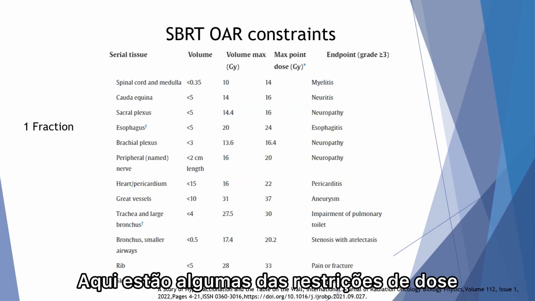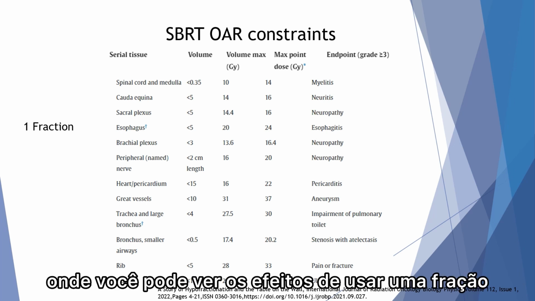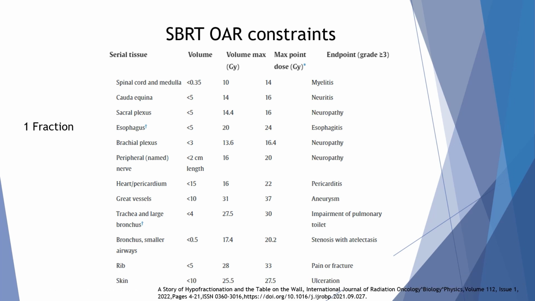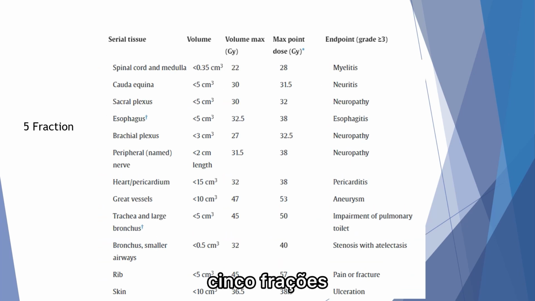Here are some of the dose constraints that we've gotten from Timmerman, where you can see the effects of using 1 fraction, 3 fractions, 5 fractions.